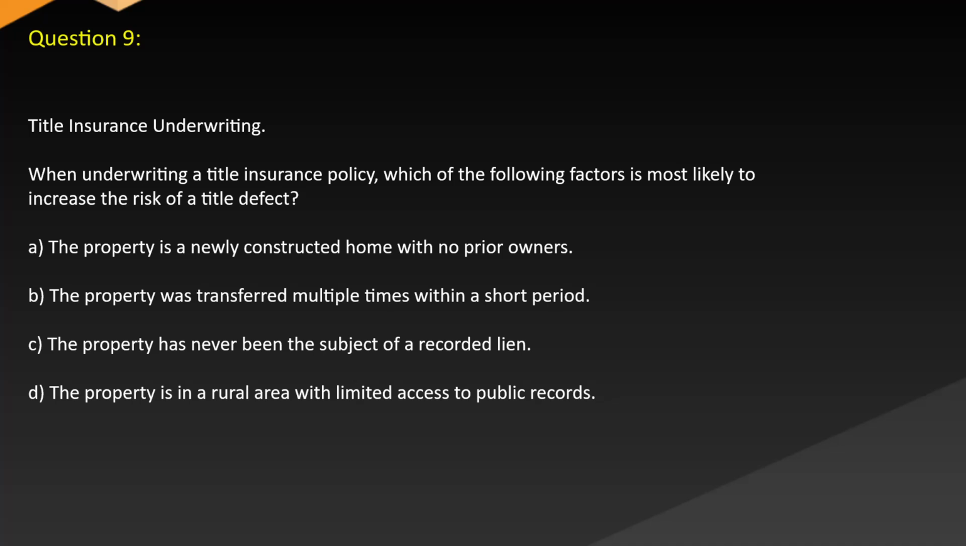Question 9. Title insurance underwriting. When underwriting a title insurance policy, which of the following factors is most likely to increase the risk of a title defect? A. The property is a newly constructed home with no prior owners. B. The property was transferred multiple times within a short period. C. The property has never been the subject of a recorded lien. D. The property is in a rural area with limited access to public records.